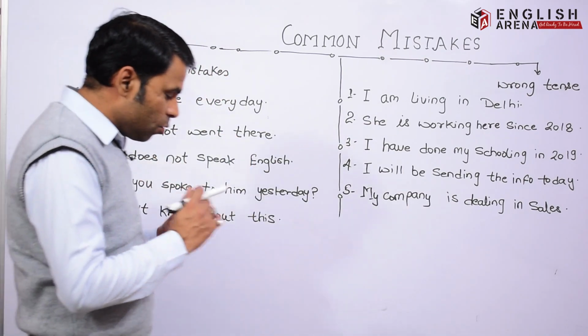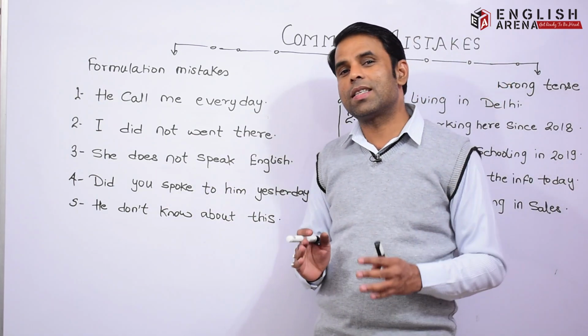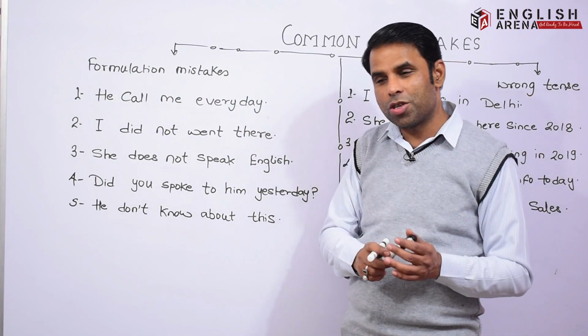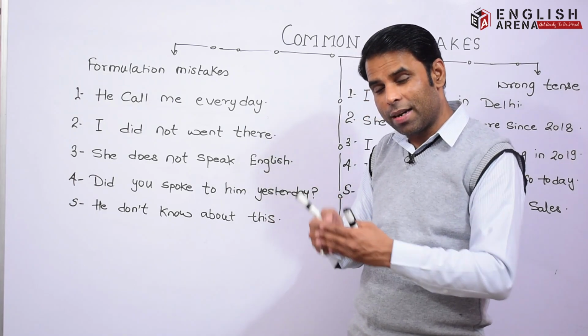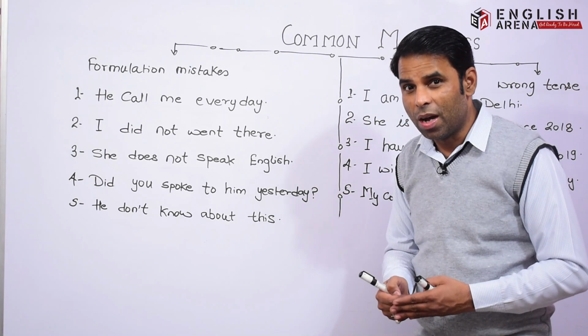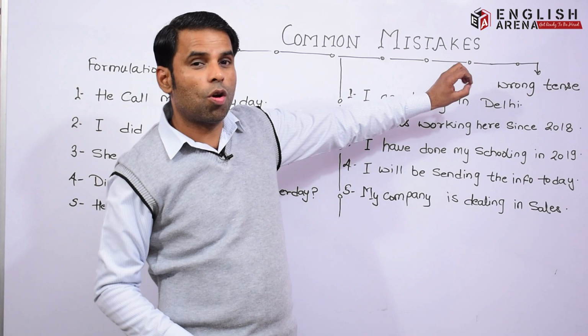Okay, so guys, when you talk about the mistakes, basically we make two kinds of mistakes with tenses. The first one is the formulation mistake. We do not use the correct formulation. So let's say that we use the incorrect helping verbs like auxiliary, or sometimes we do not use the correct form of the verb. And the second mistake that we make is that we use the wrong tense.